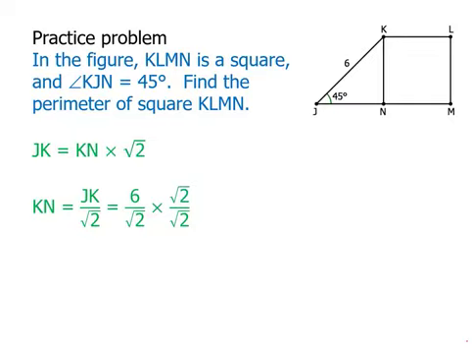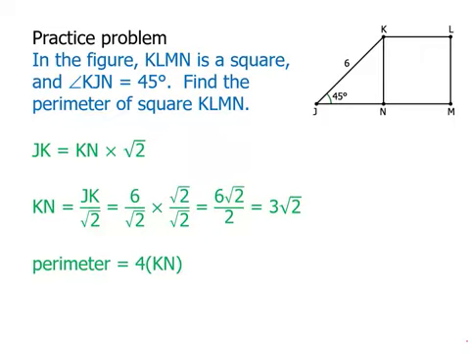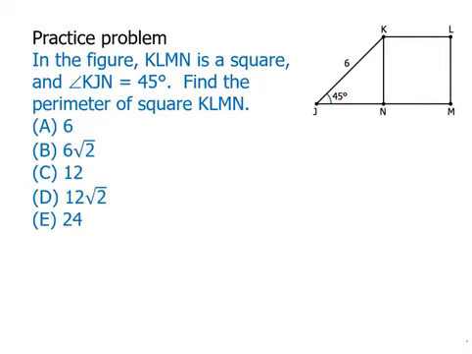And immediately what we're going to do, because we have a radical in the denominator, we're going to rationalize. We're going to multiply that by root 2 over root 2. Then I'll get 6 root 2 over 2. 6 over 2 cancels to 3. So 3 root 2. So that is the rationalized expression for the length of KN. Now the perimeter is just 4 times that. 4 times 3 root 2, or in other words 12 root 2. And we go to the answer choices and we select answer choice D.